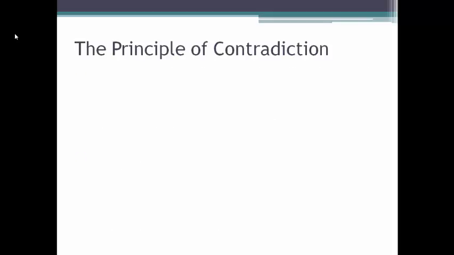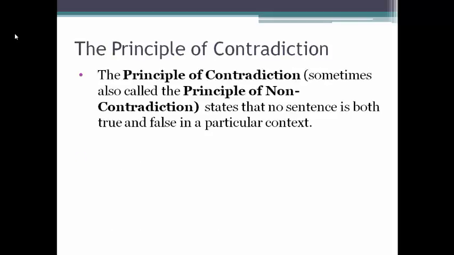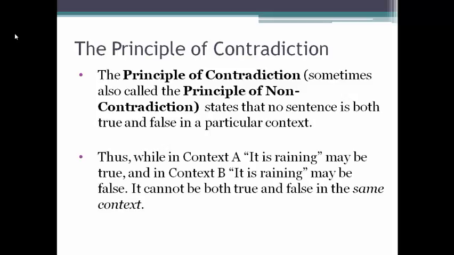The other principle we're appealing to is what your book calls the principle of contradiction. It's also, I think, more frequently called the principle of non-contradiction, but regardless of the name, the principle states that no sentence is both true and false in a particular context. Once again, you have to pay attention to the "in a particular context" clause, because it could be that in context A, "it is raining" is true, and in context B, it's false. Let's say context A is in the desert where it's currently not raining, and context B is somewhere in London where it currently is raining.